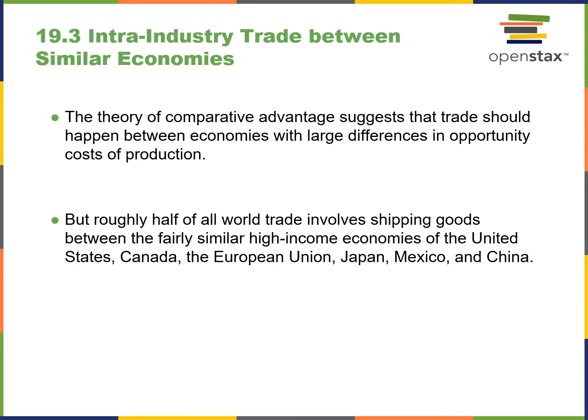Intra-industry trade between similar economies. The theory of comparative advantage says trade should happen between economies with large differences in opportunity costs of production, but really roughly half of world trade is shipping goods between similar countries. Let's say Japan, Canada, the European Union, Mexico, and China: we have comparative advantage, maybe even absolute advantages in some cases. However, there are benefits derived from trade between these countries.